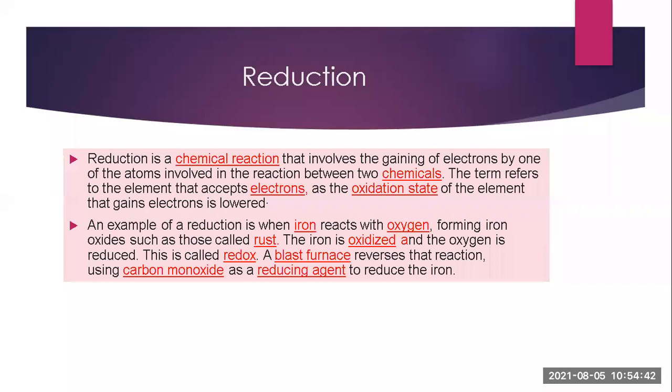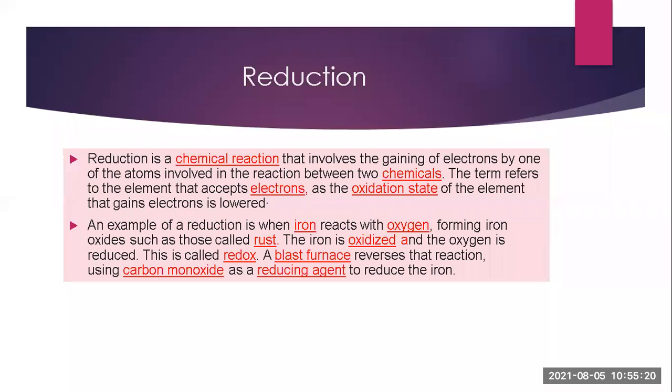An example of a reduction is when iron reacts with oxygen. Whenever any iron compound or iron tool is there, after some time it goes on rusting. Why does the rust appear? Because it reacts with the oxygen. When it reacts with oxygen, it forms iron oxide. That particular thing is known as rust. So the iron is oxidized and the oxygen is reduced.